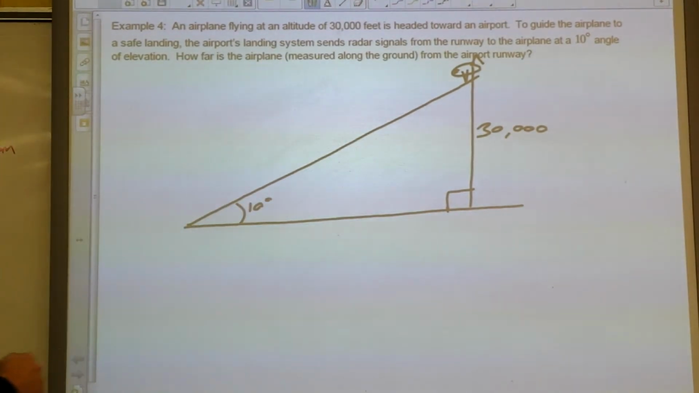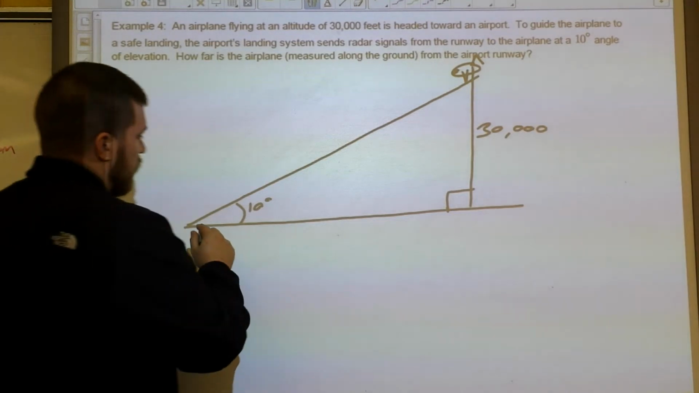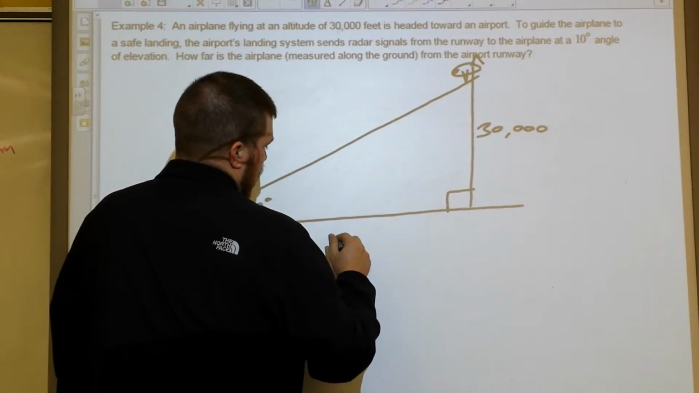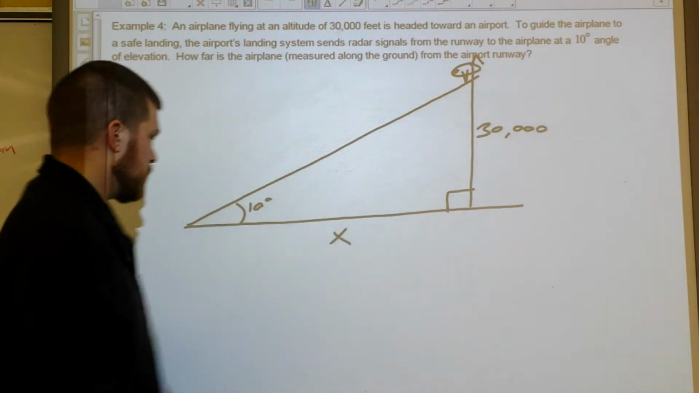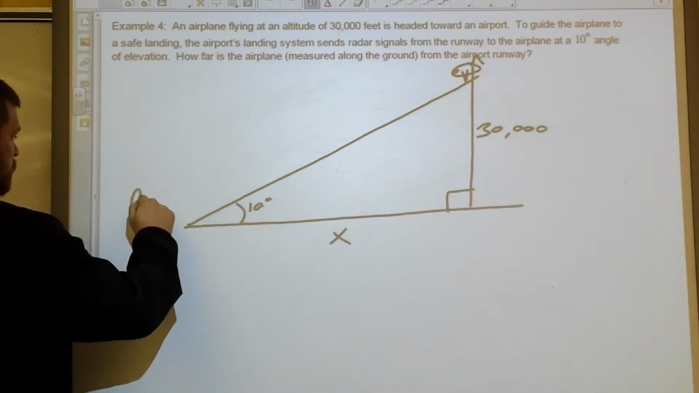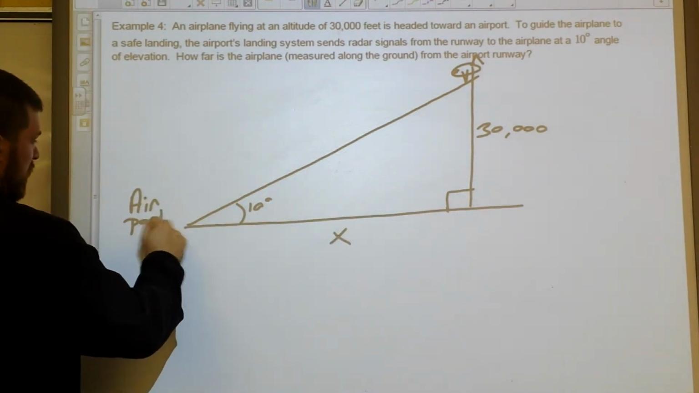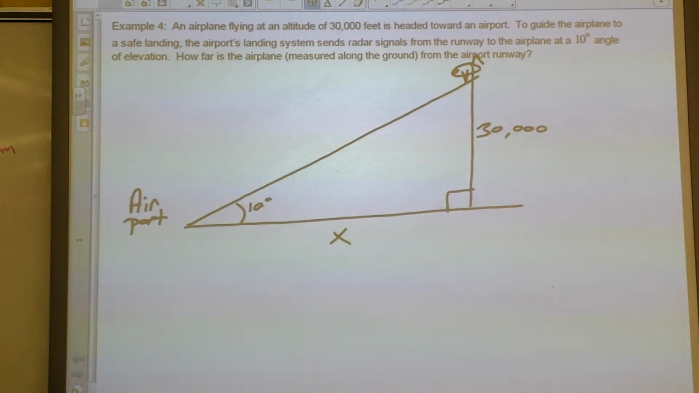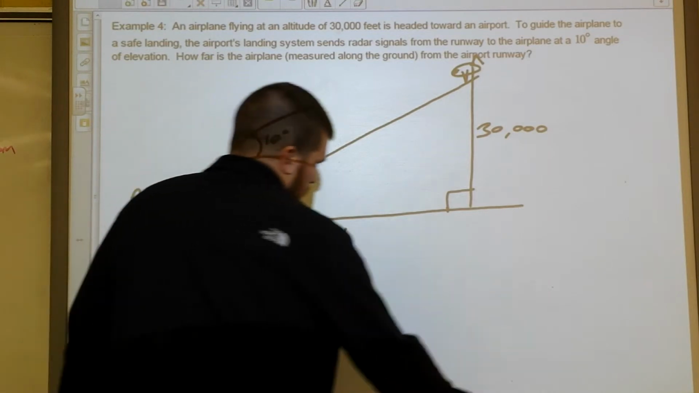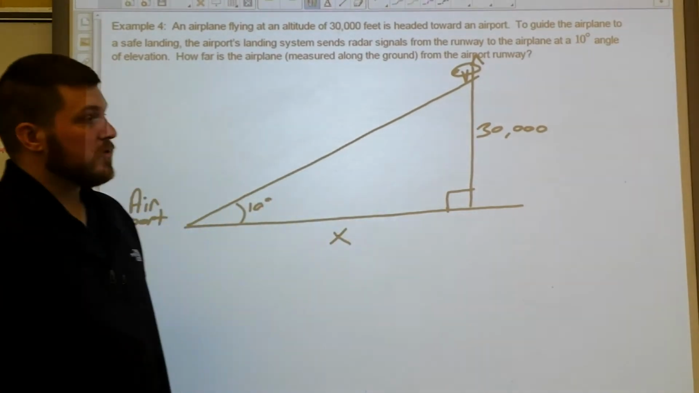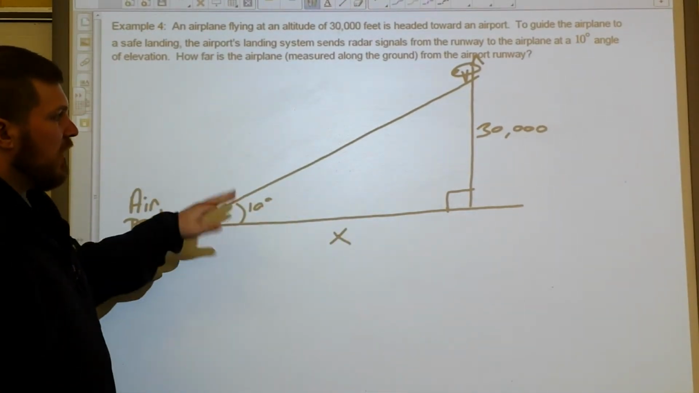We want to know how far along the ground we have. So this is what we're trying to find. How far away from the airport is the plane across the ground? Now that we have our picture, and it's not a very good picture because again, I'm not an artist, how far away is this?